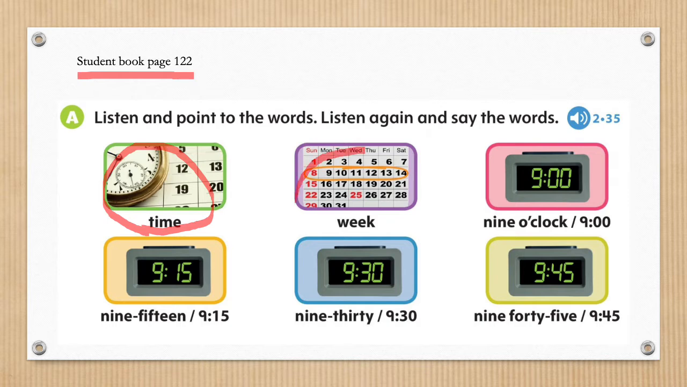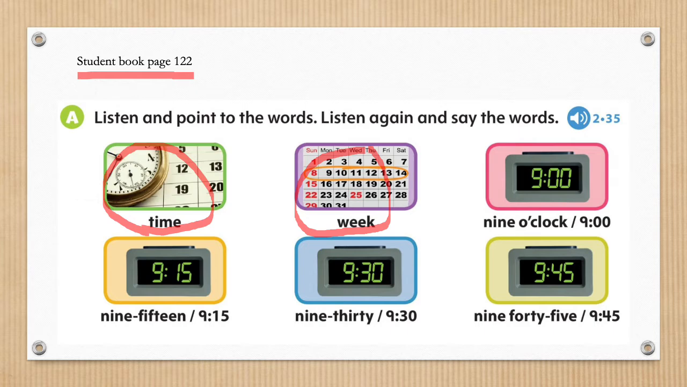Then we have week. A week is 7 days, starting from Monday all the way through to Sunday. First day being Monday, then Tuesday, Wednesday, Thursday, Friday, Saturday, Sunday. A work week is only 5 days, while a full week is 7. This includes the 5 work days and the 2 weekend days.